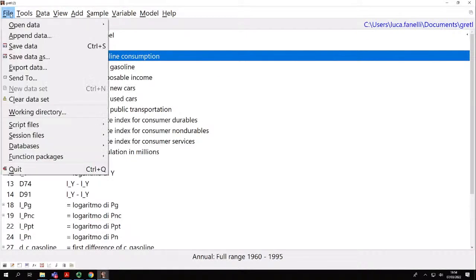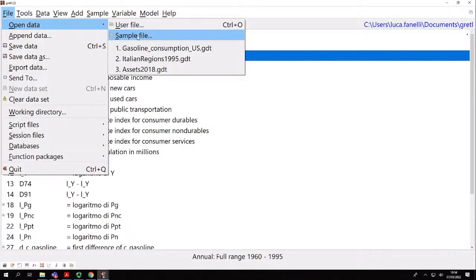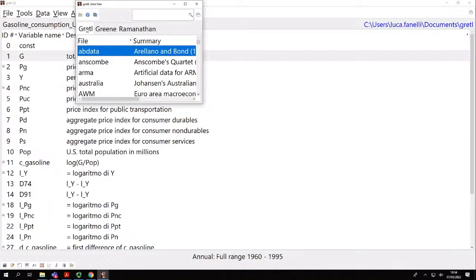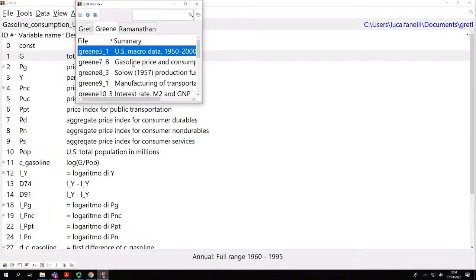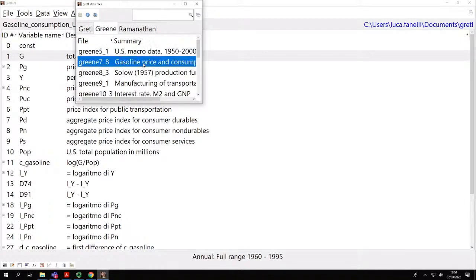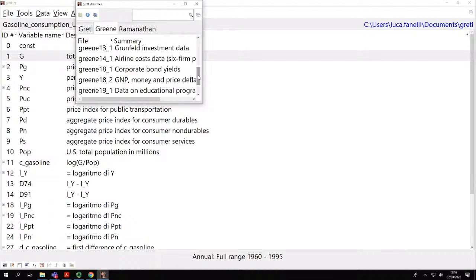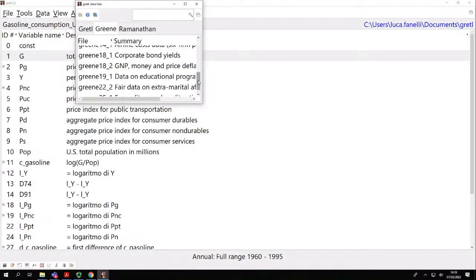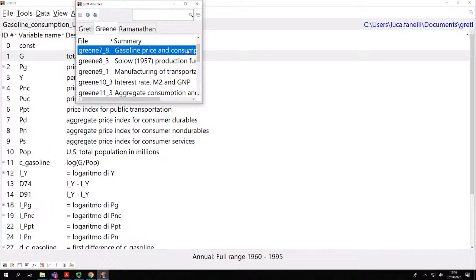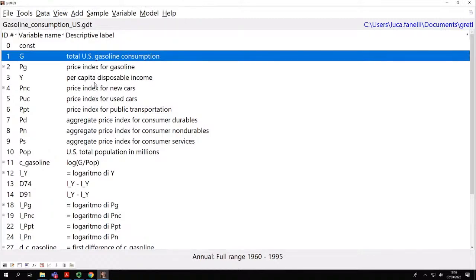You have some predetermined data sets in Gretl. If you do File, Open data, Sample file, and go on Greene, this data set, gasoline price and consumption, is exactly this one. So you find some data sets already investigated in the literature, or in books, and I took the data set from there. And now the question is, how do we model the demand for gasoline in the US?